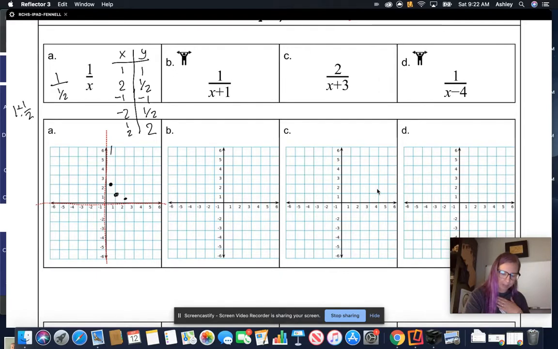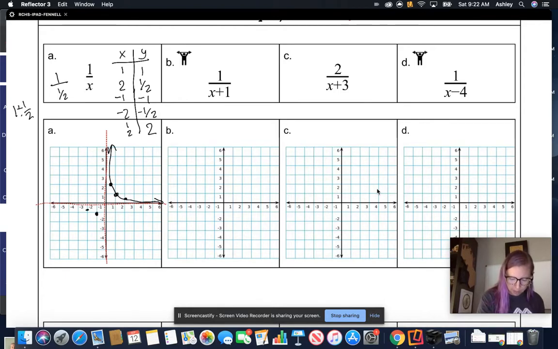So we're going to get a curvy line that approaches both my horizontal and my vertical asymptote. The same exact thing is going to happen on the negative side. So we go (-1, -1), right? And then if we have -2, we go to -1/2. I don't know where my negative sign went there.